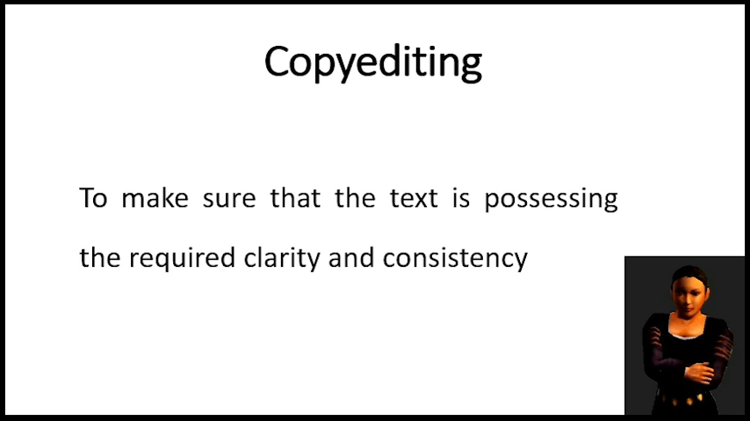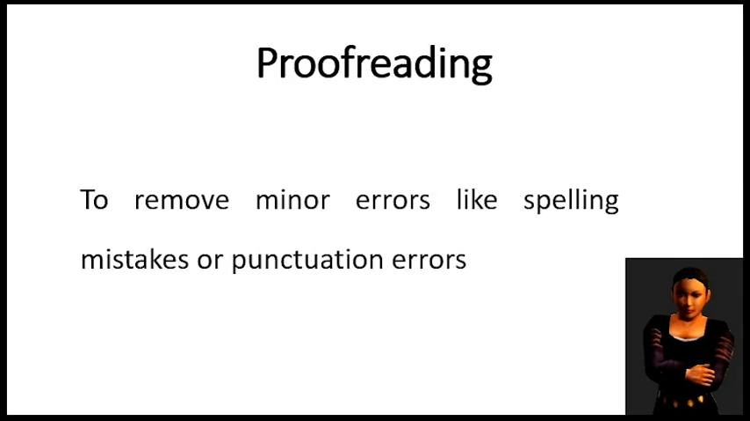Moving on to the last type of editing, proofreading. Once you are done with structural editing and copy editing, the final step is to remove minor errors like spelling mistakes or punctuation errors. So this is just before printing. It might also include font, margin, spacing, all these things. All these are minor errors. That is after copy editing, it moves out of the text and more to presentation.